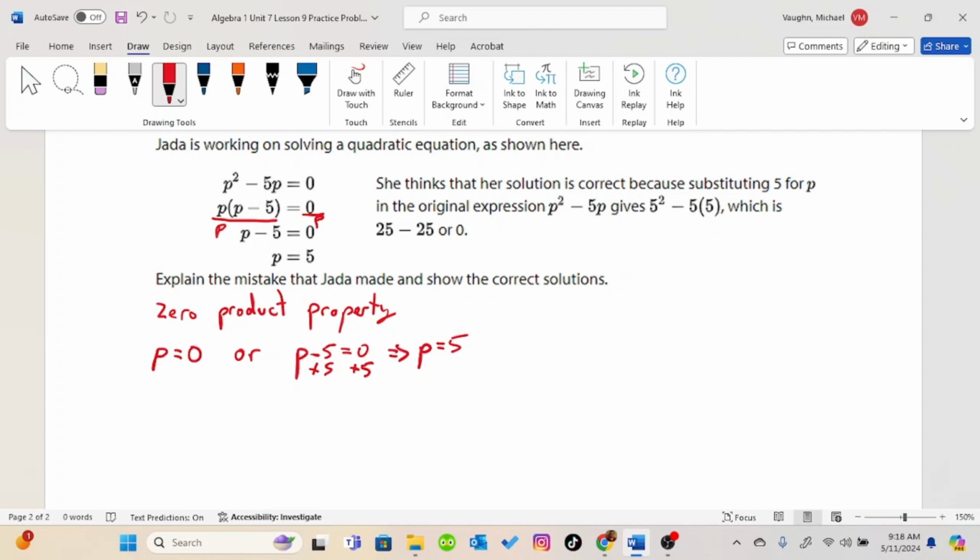Where she's wrong is that by doing division instead of using the zero product property, she missed out on the answer of p equals 0. If we tried that, then we would have 0 squared minus 5 times 0, which is also correct. So this is why we don't want to divide. We want to go ahead and use the zero product property. Otherwise, we would miss one of the answers.